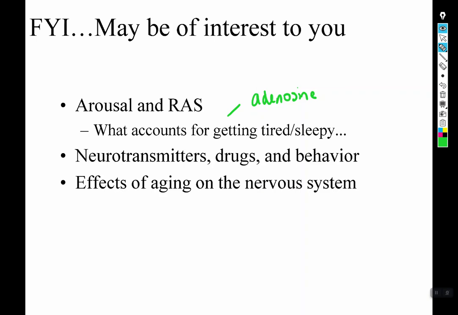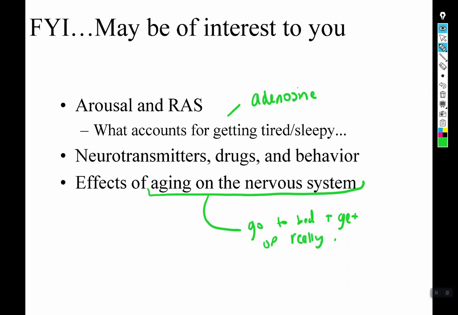So you might notice, if you think about the old people in your life that you know, they tend to go to bed and get up really early. And even as I'm aging, so I'm in my early 30s now, I notice myself spontaneously waking up earlier and earlier, where I never would have done that in my 20s. I would have stayed asleep all day if I could, but not now. Now my brain is like, hey, it's 4:30, time to get up. And I'm like, stop. So those are natural changes that are associated with aging. Happens to everybody. So you can go read about those if you want.